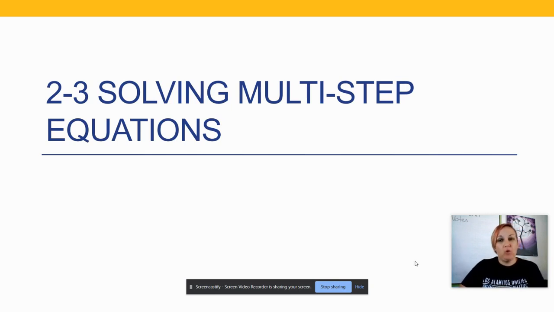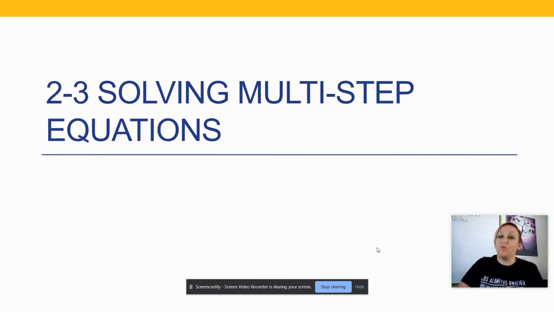So on our first day, we did equations that could be solved with one step of math. Yesterday, we did solving equations that had two steps of math, usually adding or subtracting, followed by multiplying or dividing. Today, anything goes. We're not going to count how many steps it takes. We're just going to keep going until we get our answer.